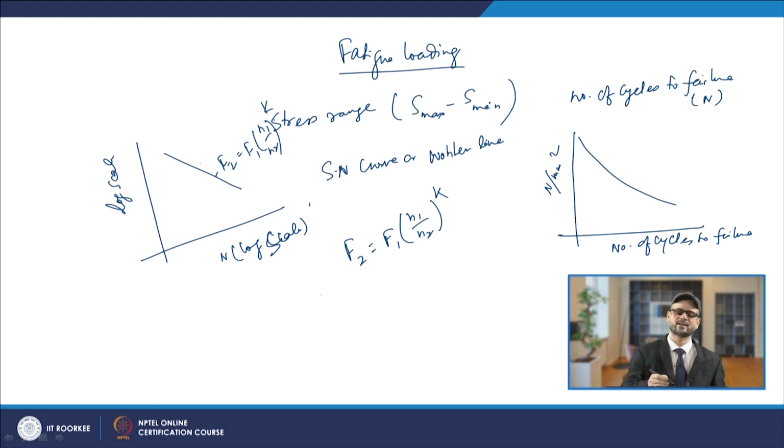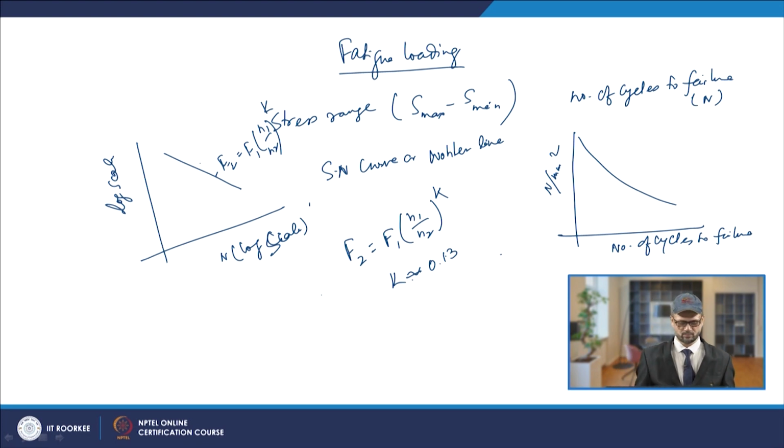Now, this constant k will be varying. The k value is normally close to 0.13, whereas its value is about 0.18 when we use axial loading, so tension or compression. In those cases it may go up to a value of 0.18.